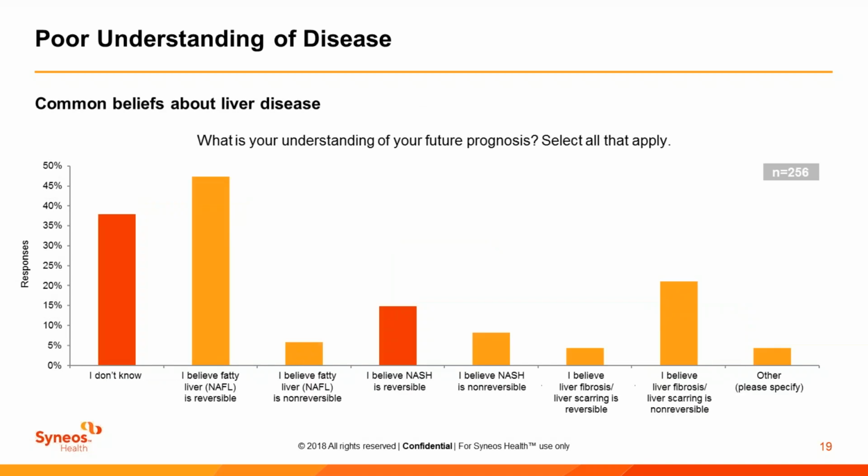Building upon the lack of understanding of disease progression, disease prognosis is also misunderstood. Less than half of patients believe that even the early stages of the disease, or NAFL, is reversible, and only 15% believe NASH is reversible. In addition, greater than a third reported not knowing whether either condition was reversible. Some patients even reported being told that there is no way to fix the liver.